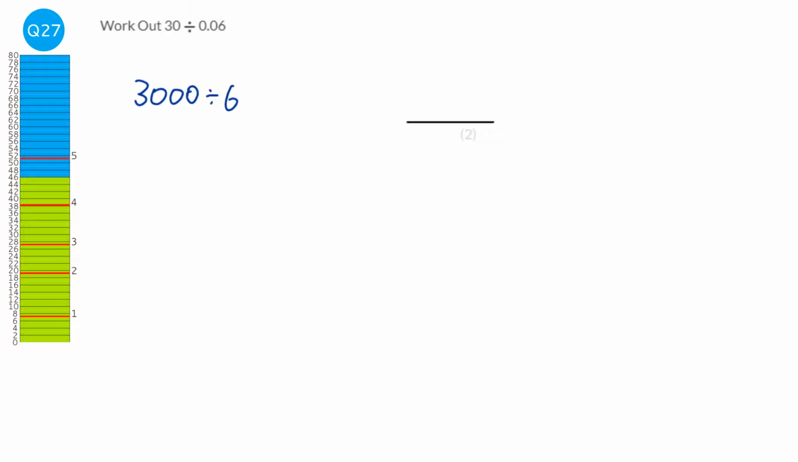The reason being is that you can write that as a fraction. And you know with fractions you can just times the top by something and times the bottom by something. It doesn't change the fraction at all. It just keeps it exactly the same.